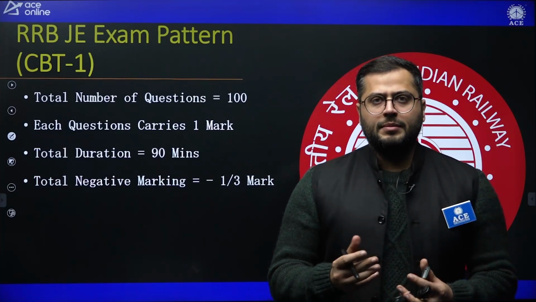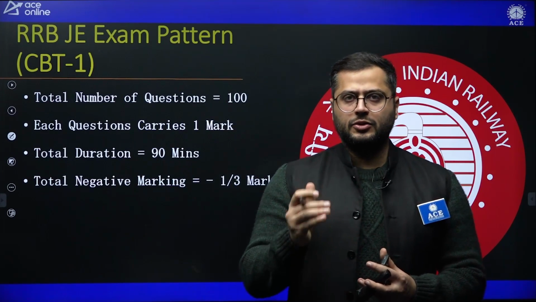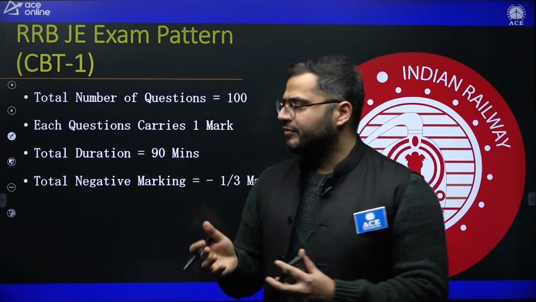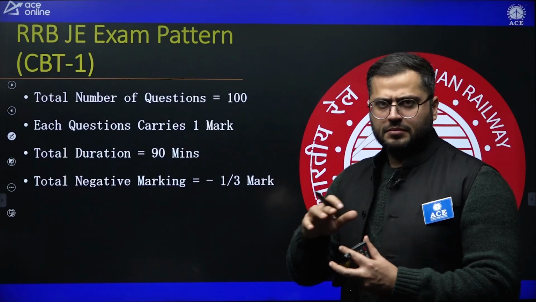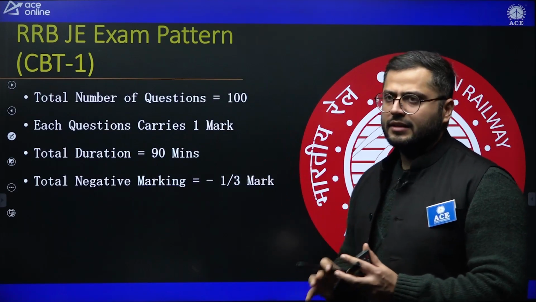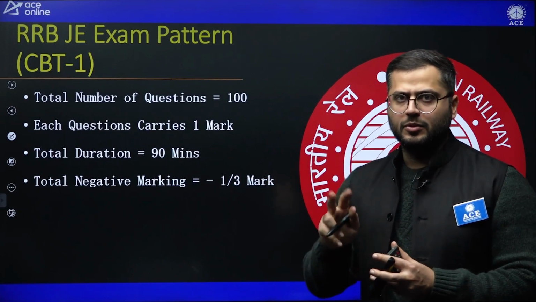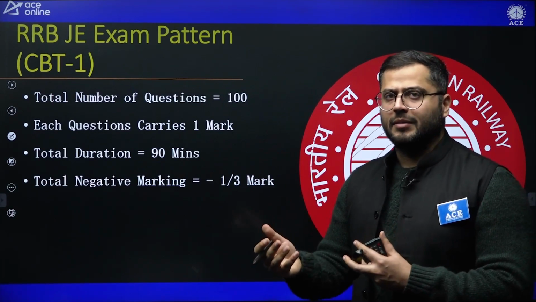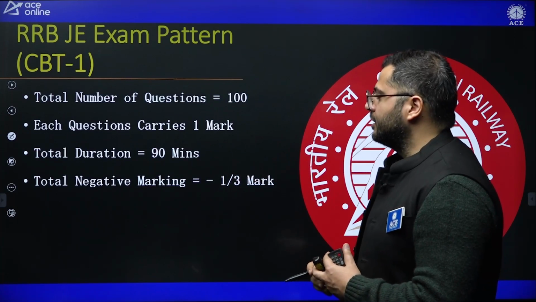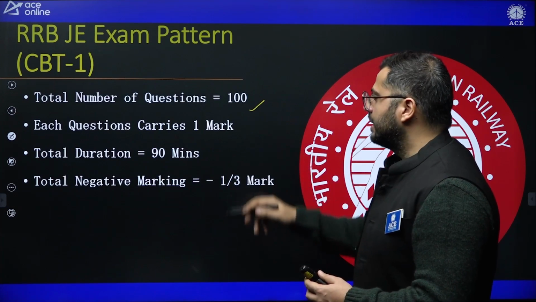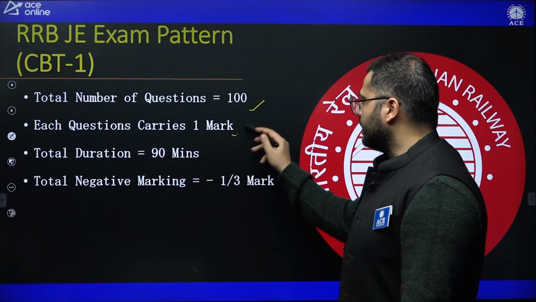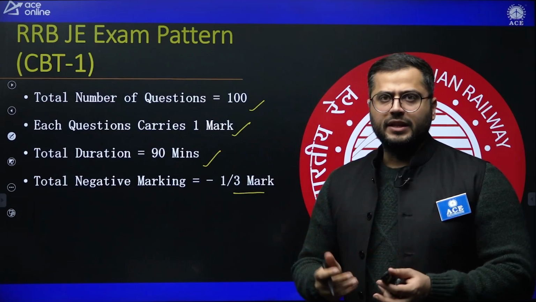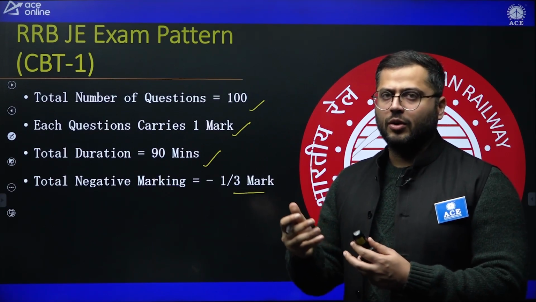So when I talk about the RRB JE examination, it is conducted in two levels. After that, there is document verification and final selection. There is a medical examination also, but as far as the examination is concerned, there are two levels: one is CBT 1 and another one is CBT 2. CBT is a computer-based examination. In CBT 1, the total number of questions asked is 100. Each question carries 1 mark. Total duration will be 90 minutes. Negative marking will be -1/3, that means 0.33 marks is deducted for every wrong answer.